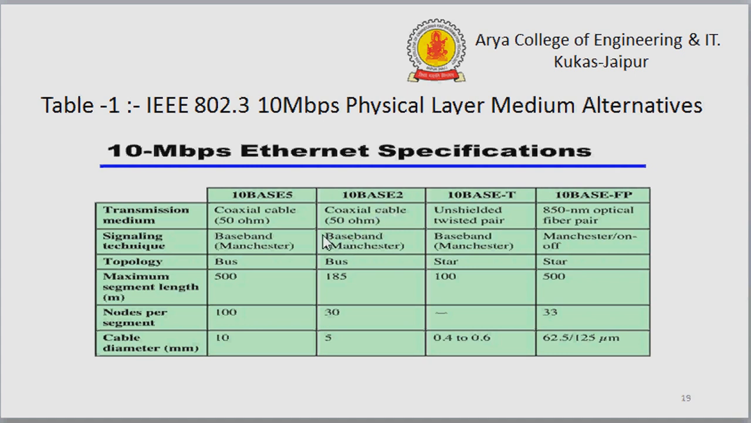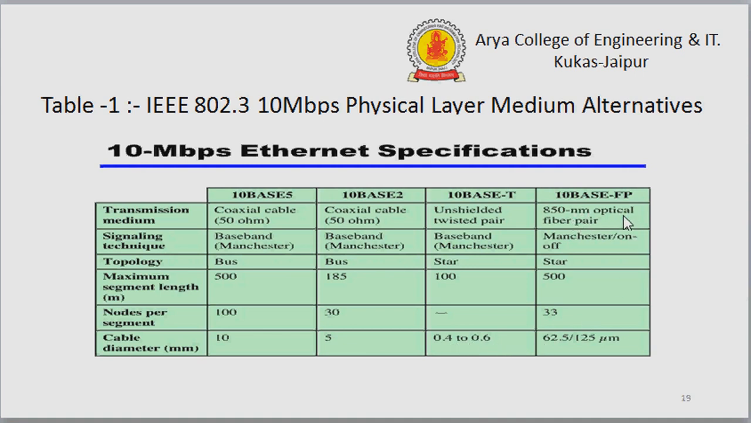In 10Base2, the transmission medium is coaxial cable 50 ohm. Signaling technique is baseband Manchester. Topology is bus. Maximum segment length is 185 meters. Nodes per segment is 30. Cable diameter is 5 mm. In 10BaseT, the transmission medium is unshielded twisted pair. Signaling technique is baseband Manchester. Topology is star. Maximum segment length is 100 meters. Cable diameter is 0.4 or 0.6 millimeter.